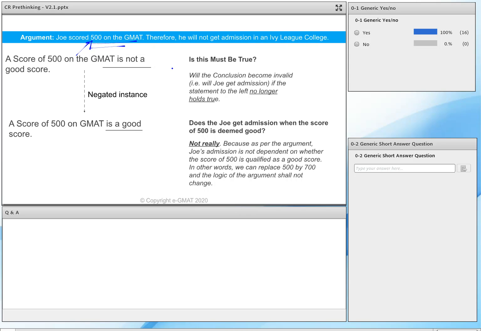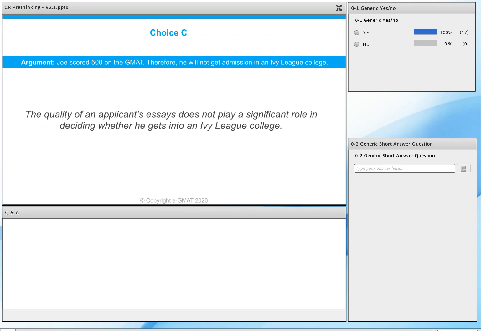The author is simply saying Joe scored 500 on the GMAT, therefore he will not get admission in an Ivy League college. It's based on that very number, not what that number is qualified as. In other words, you could replace it by 720 and that answer would still remain the same. And that's the must be true aspect of it.